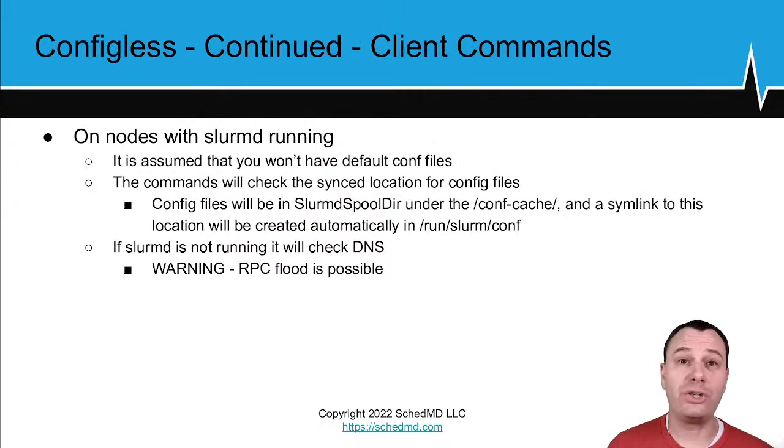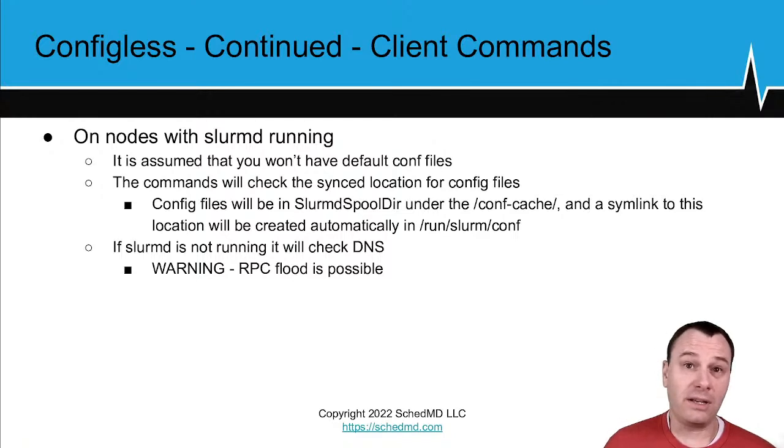Some caution should be taken for client commands. There are basically two ways that work. On nodes with a Slurmd running, it is assumed that you won't have a default slurm.conf file, so it just checks in the synced location for one. By default, this is the conf cache directory found underneath the Slurm spool dir.